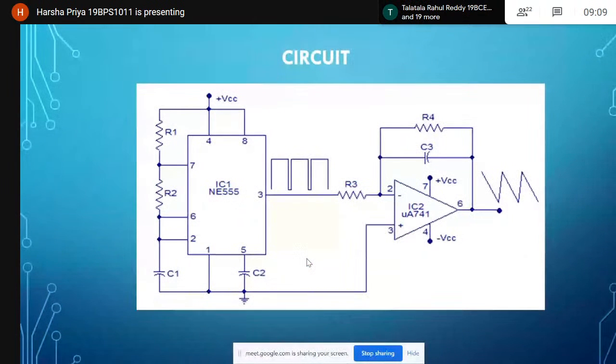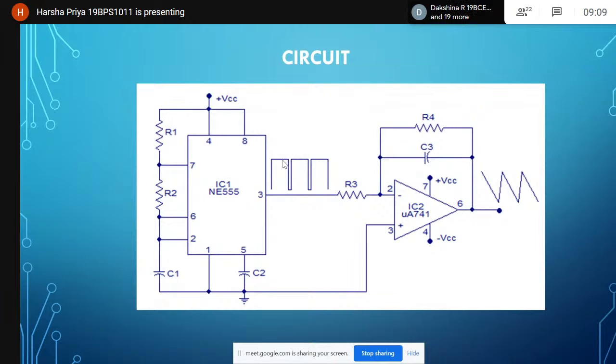Here the IC NE555 is wired as an astable multivibrator with unequal on and off time. The resistors R1 and R2 and capacitor C2 set the on and off time period, and the values of the components are so selected that the off time is less than 10% of the on time. So this is less and this one will be more.